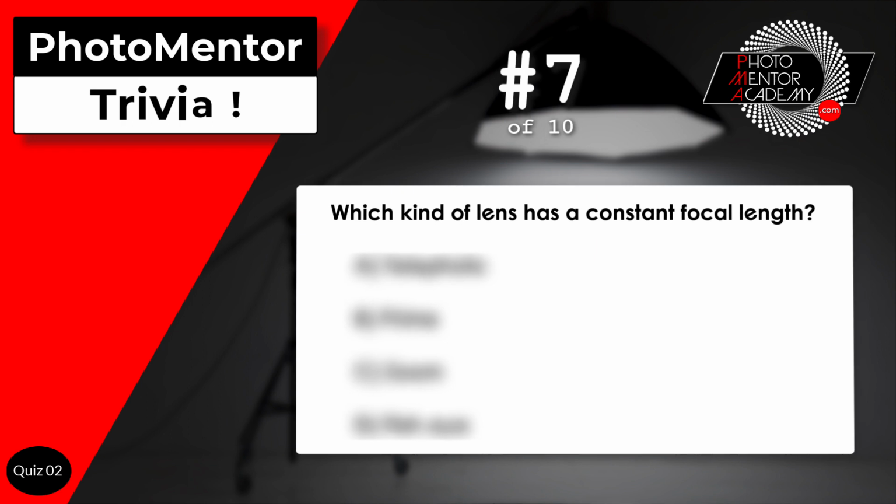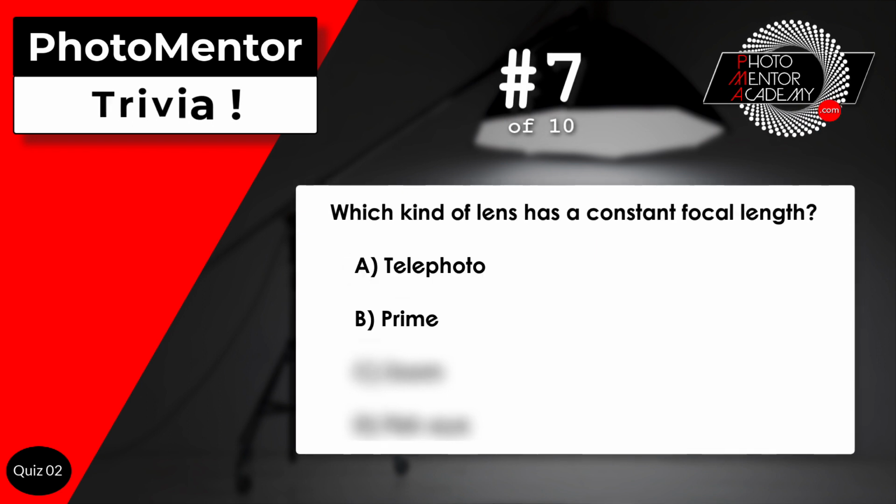Which type of lens has a constant focal length? A. Telephoto. B. Prime. C. Zoom. D. Fisheye.